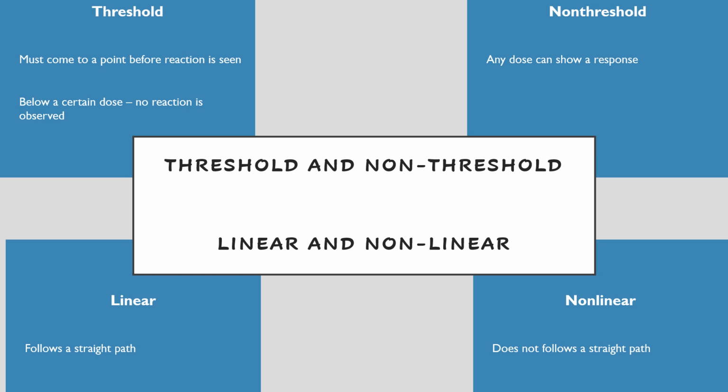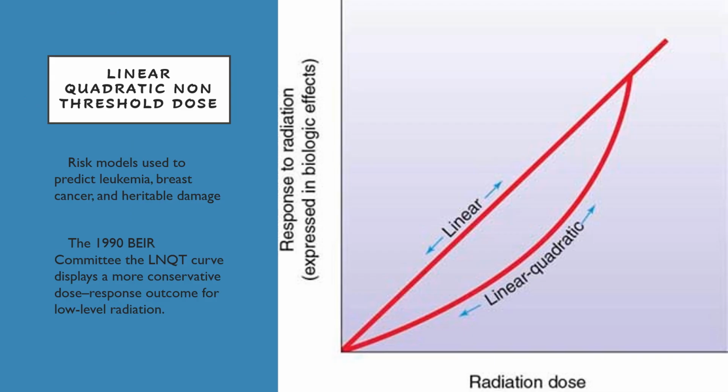You'll need to know which ones are threshold and non-linear, non-threshold, linear. There could be like 4 different combinations. Linear quadratic non-threshold dose: this risk model is used to predict leukemia, breast cancer, and heritable damage. The 1990 BEIR Committee, which is the Biological Effects of Ionizing Radiation Committee, uses the linear quadratic non-threshold dose curve that displays a more conservative dose response outcome for low-level radiation.